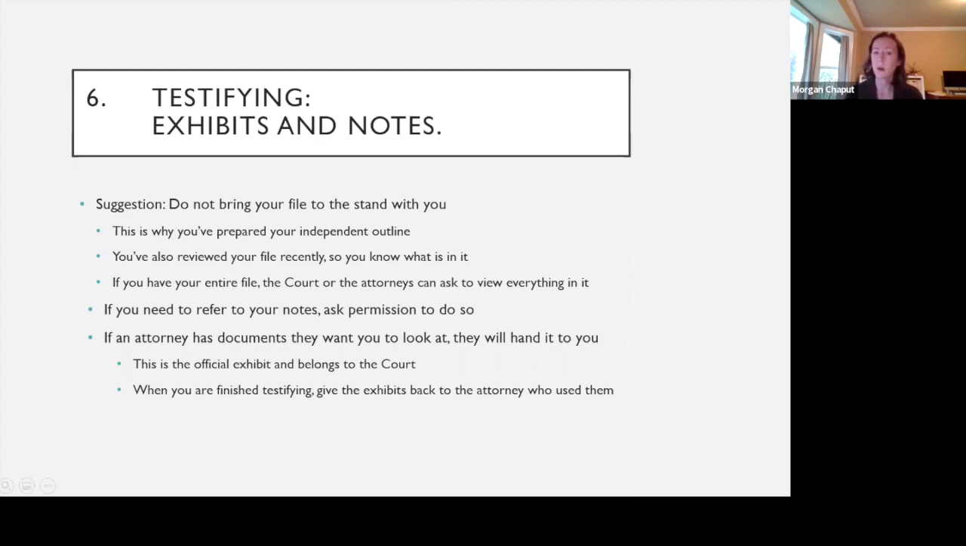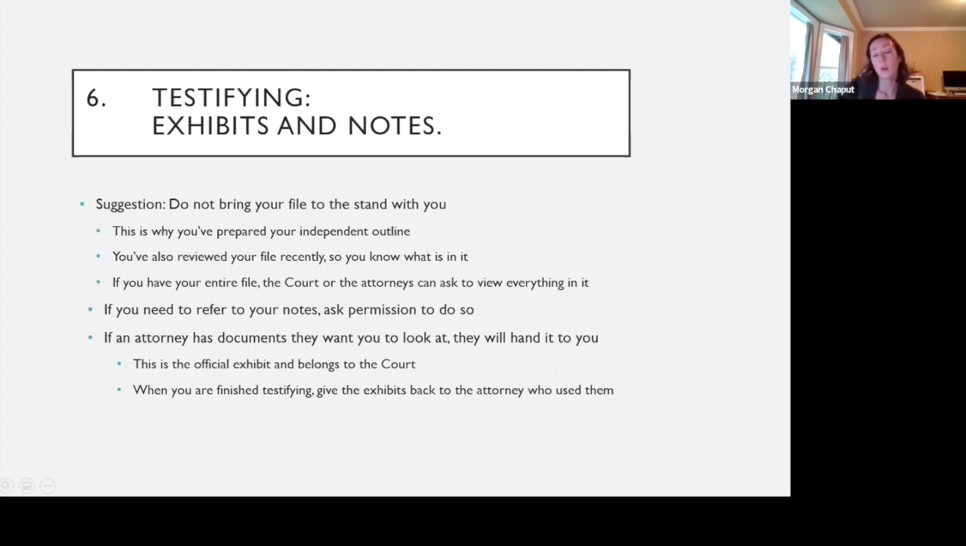But again, talk to your program, get some guidance from them about what they recommend. But generally speaking, you've reviewed your file, you know what's in it. There probably isn't anything physically in the file that you will need to rely on when you're testifying.